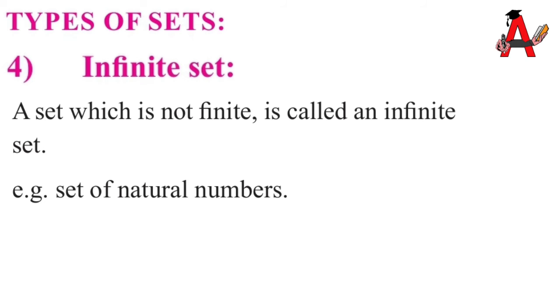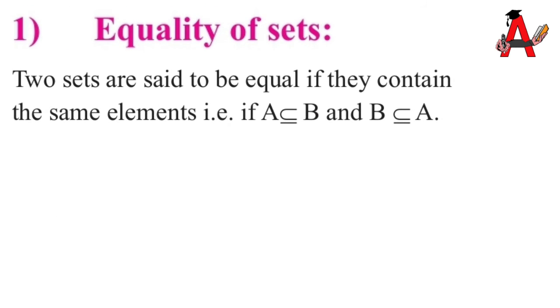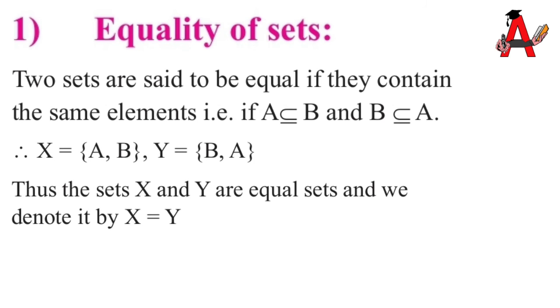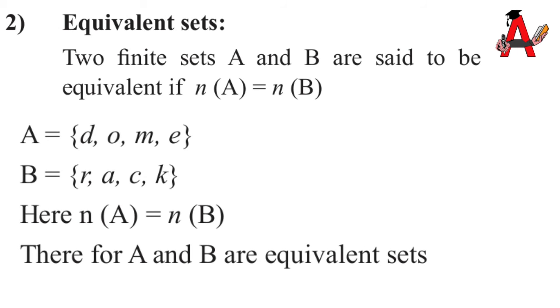Let us also understand a few different terms such as equality of sets. Two sets are said to be equal when their elements are exactly equal. For example, let's take X equal to A, B and Y equal to B, A. We say the sets are equal. Whereas there is something called equivalent. Equivalent means the sets have the same number of elements. Suppose A is a set which has D, O, M, E and B is a set which has R, A, C, and both have 4 elements. So N of A is equal to N of B. The sets are said to be equivalent sets.